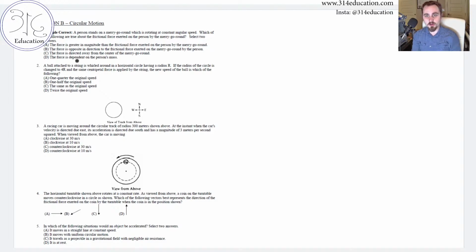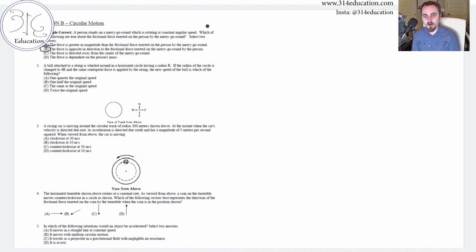A: The force is greater in magnitude than the frictional force exerted on the person of the merry-go-round? That's the same force. It can't be greater in magnitude, so we can rule out A. B: The force is opposite in direction to the force exerted on the merry-go-round by the person. Yes, this is going to be true. This is due to Newton's third law. They're third law pairs. They have equal and opposite reactions. Notice how this is force exerted on the merry-go-round by the person, not on the person by the merry-go-round. So we have that flipped behavior, which is why we get that opposite direction.